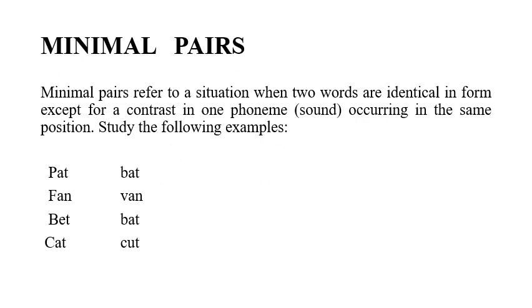Minimal pairs. In the English language, minimal pairs refer to a situation when two words are identical in form except for a contrast in one phoneme sound occurring in the same position. Study the following examples. Part, but. We say they are words that are identical in form except for a contrast in one phoneme, that is in one sound. All the remaining sounds are the same except one.